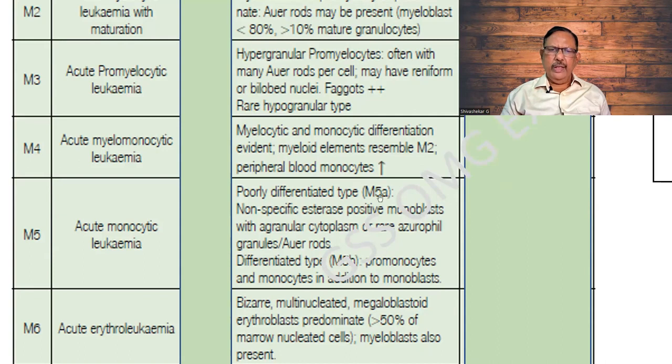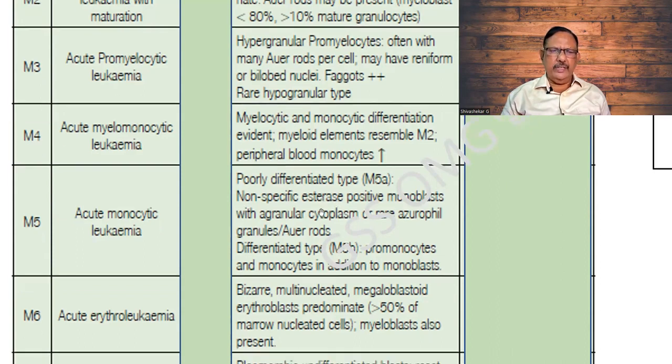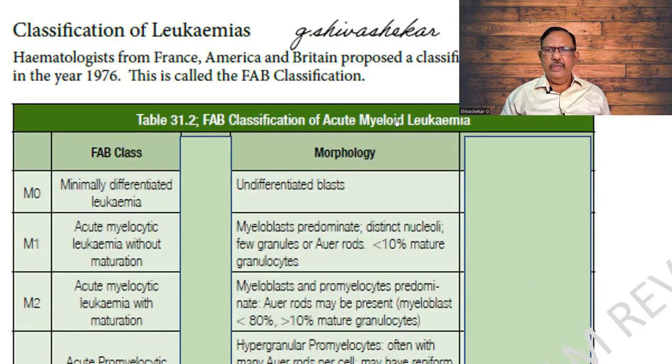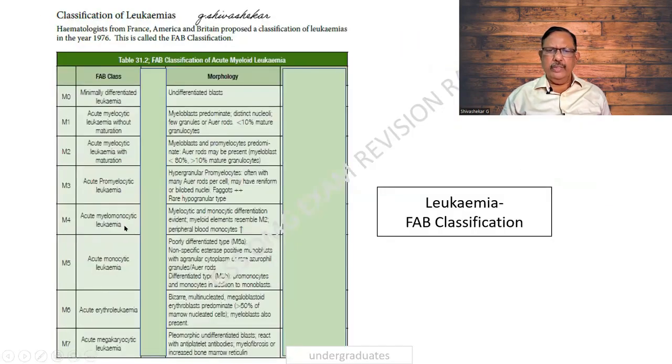M5 is acute monocytic leukemia, there will be cells resembling the monocytes. There are two types over here, M5A and M5B. Non-specific esterase is positive. I'll show you the special stains. M6 is erythroleukemia, there will be the erythroblast, more than 50% of the cells. Myeloblast also can be present. And the last one, M7, is acute megakaryocytic leukemia. Pleomorphic undifferentiated blast, and they will have antiplatelet antibodies. That is why we call it acute megakaryocytic leukemia. And purposely I have camouflaged this particular area. Let us see what I have got in the next slide.